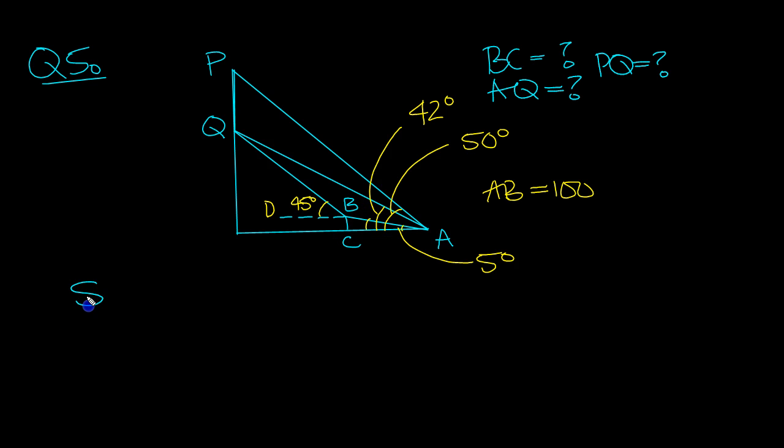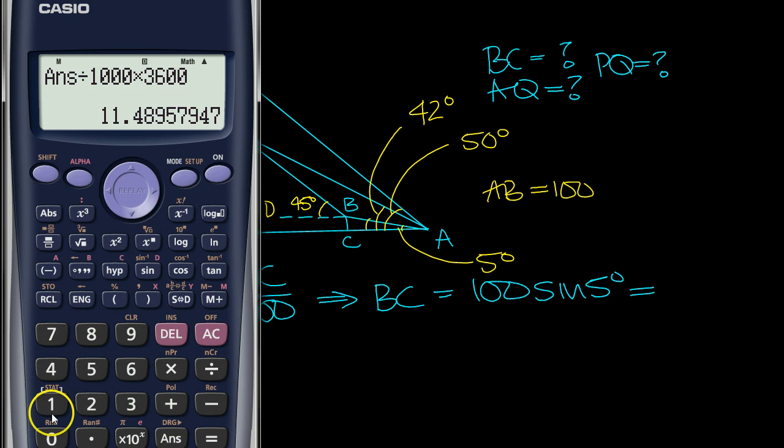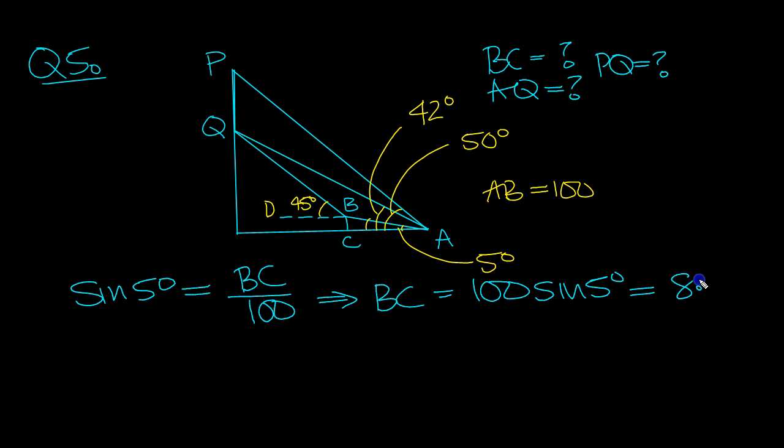So sine 5 degrees is equal to the opposite, which we can label BC, over the hypotenuse, which we know is 100 meters. We're told AB is 100. So that tells us what BC is then. It's equal to 100 sine 5 degrees. So 100 times the sine of 5 degrees, 8.7155, which is equal to 8.72 to 2 dp. So that's BC, that's that length there.